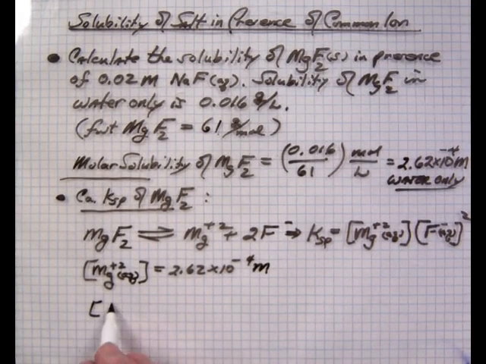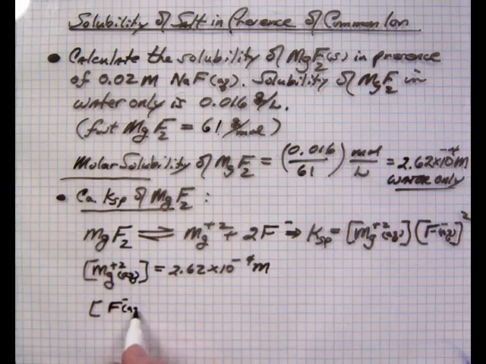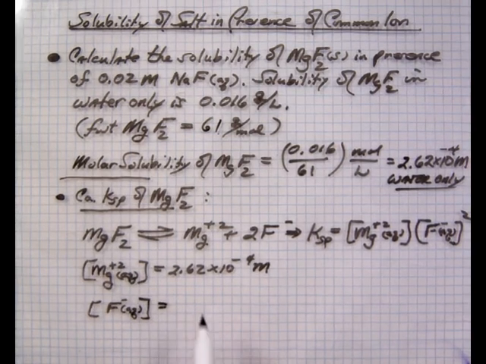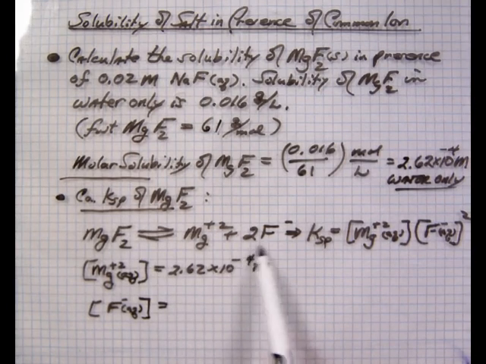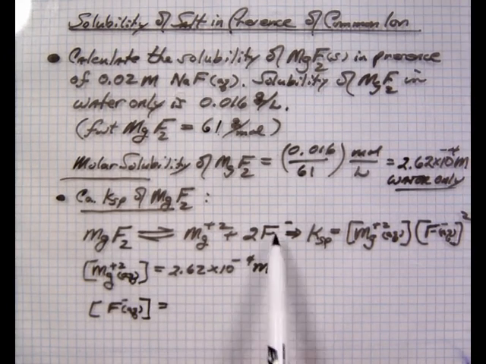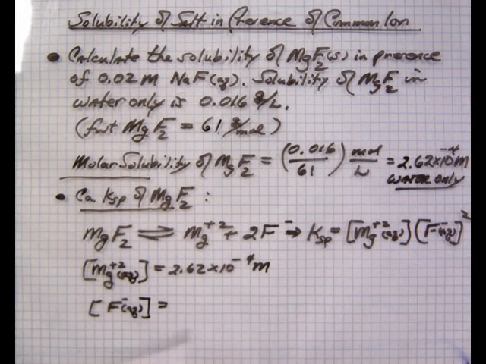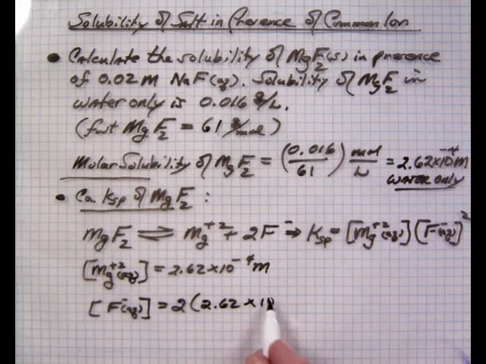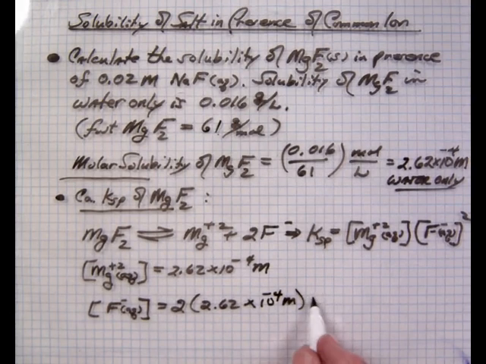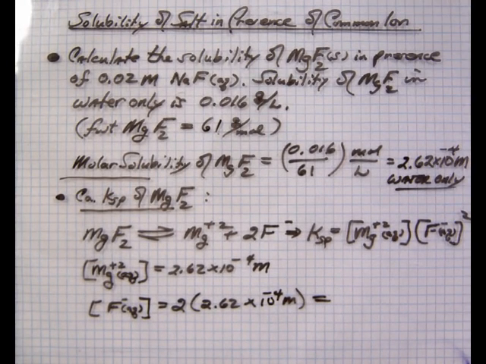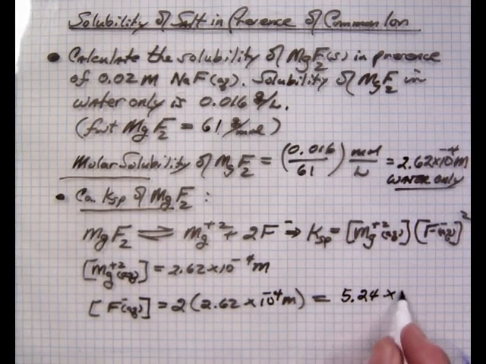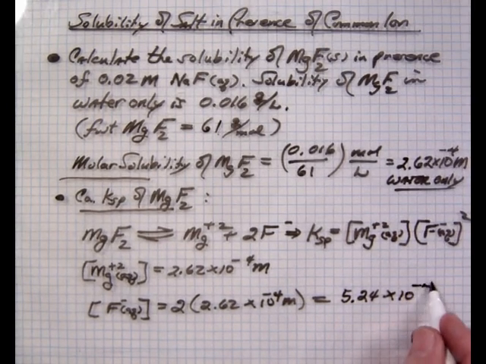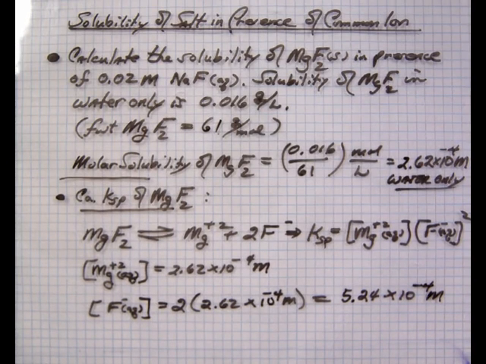However, the fluoride concentration is 2 times because 1 mole of magnesium fluoride delivers twice as much fluoride. So we need to double the 2.62 times 10 to the minus 4. That gives us 5.24 times 10 to the minus 4 molar in the fluoride.